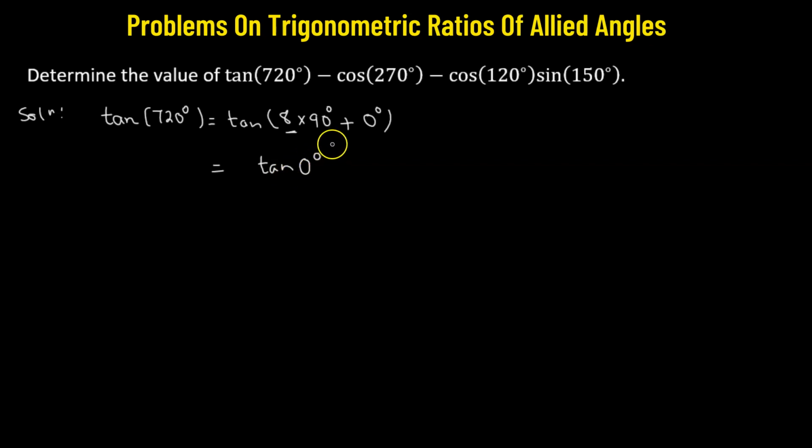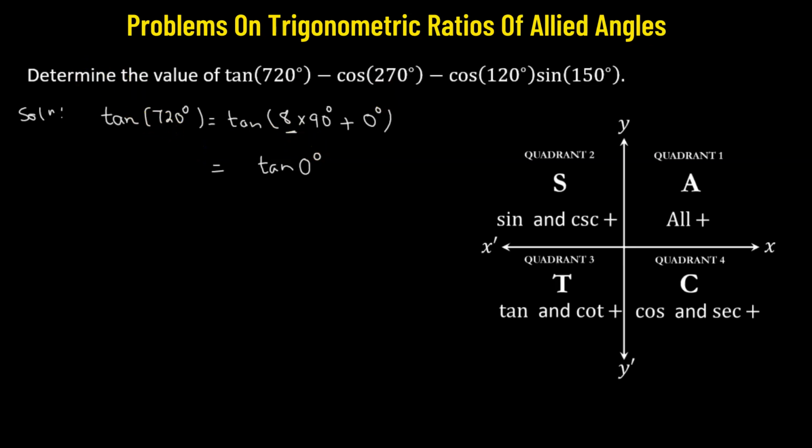Now we have to check in which quadrant the angle 720 lies. Here we have 8 times 90 degrees. That means we go in the anti-clockwise fashion: 1, 2, 3, 4, 5, 6, 7, 8. So we are in the fourth quadrant. Now we are adding 0 degrees to it, which doesn't make any difference.